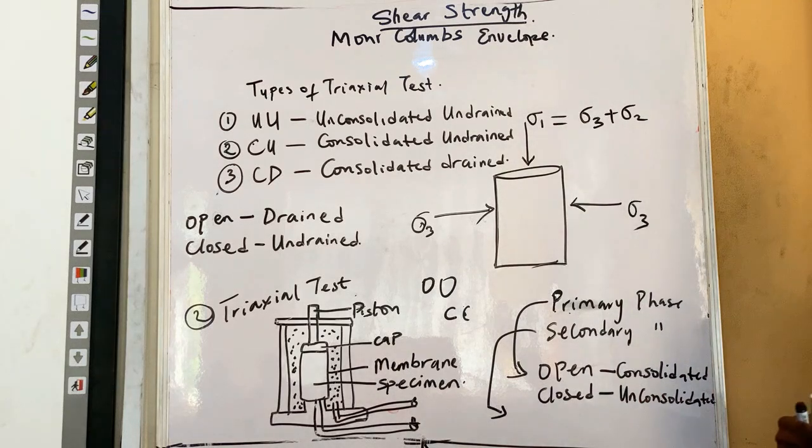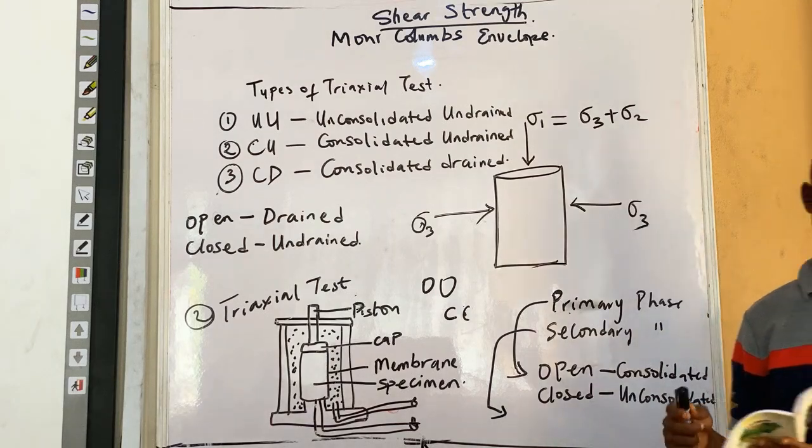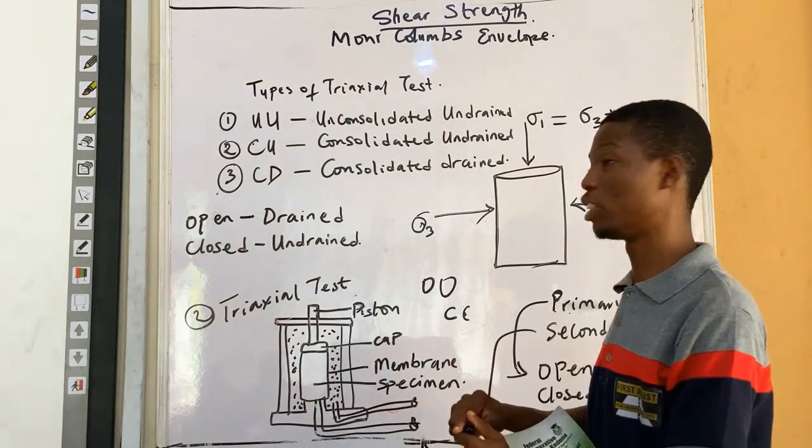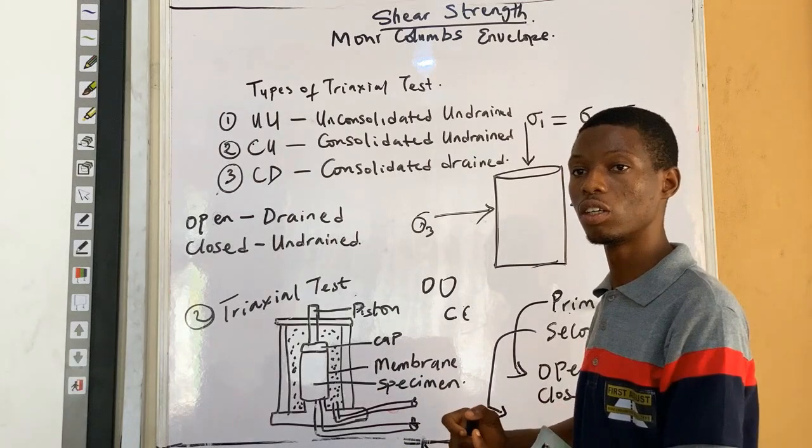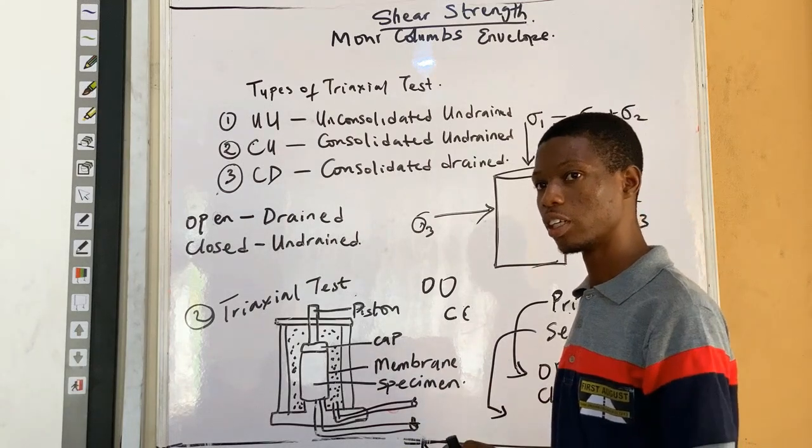Definition of shear strength. The instructor in class says that the tau f of a soil is defined as, it's just the formula.